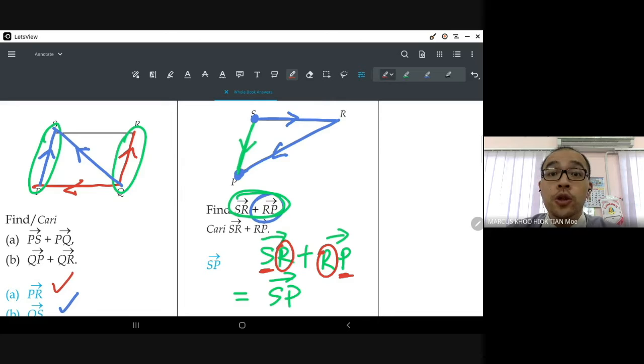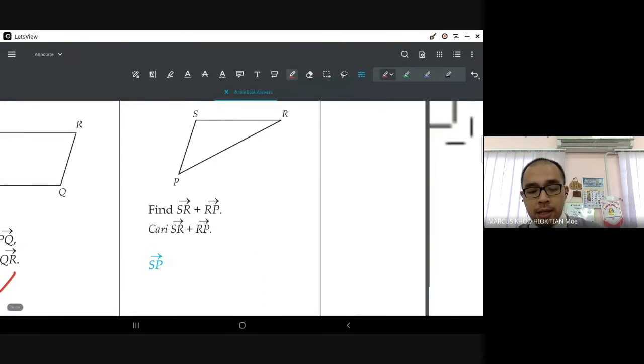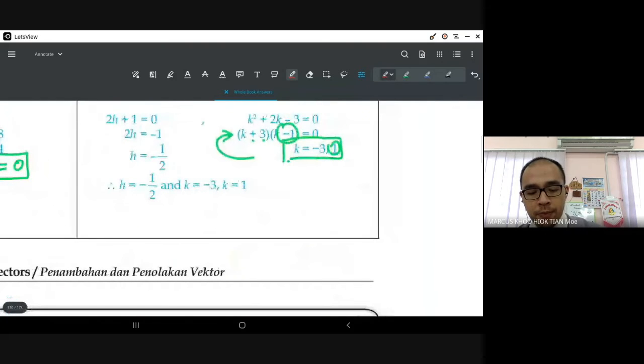Kalau dia disusun begitulah, if they are arranged that way, for example, let's say, saya bagi random letter lah. Let's say AB plus BC.